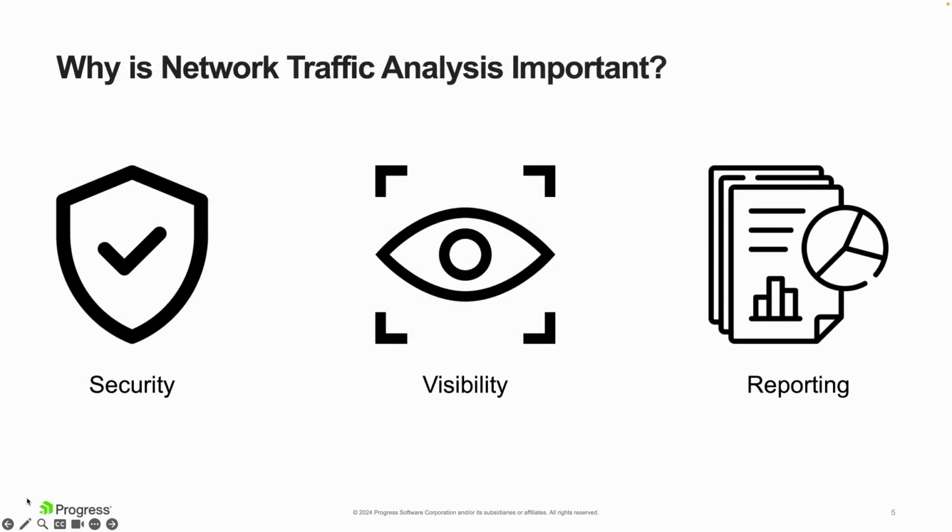So now that we know what network traffic analysis is, the next question, I suppose, is why should we care about it? Well, there are plenty of valid reasons to care. For this session, I'm going to highlight three in particular: security, visibility, and reporting. So first up, from a security perspective, it's important to know when unusual activity is happening on your network. If the traffic, for example, suddenly spikes or is coming from suspicious sources, it's always important to investigate.